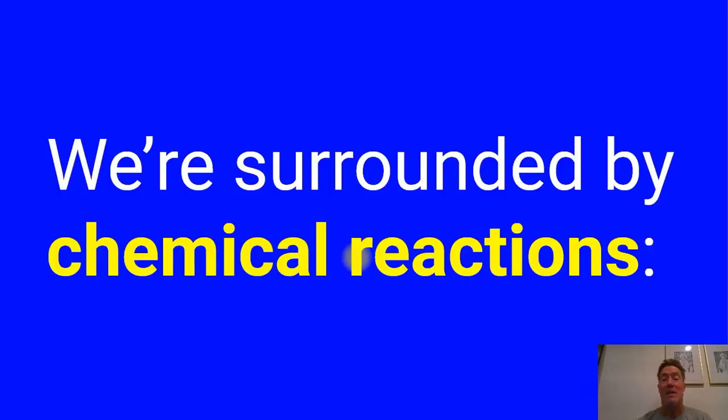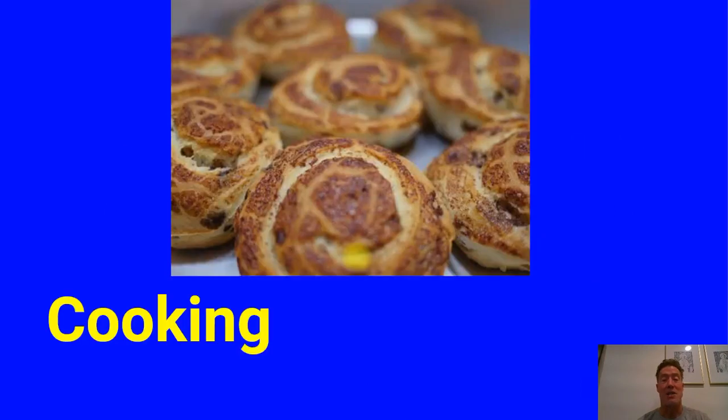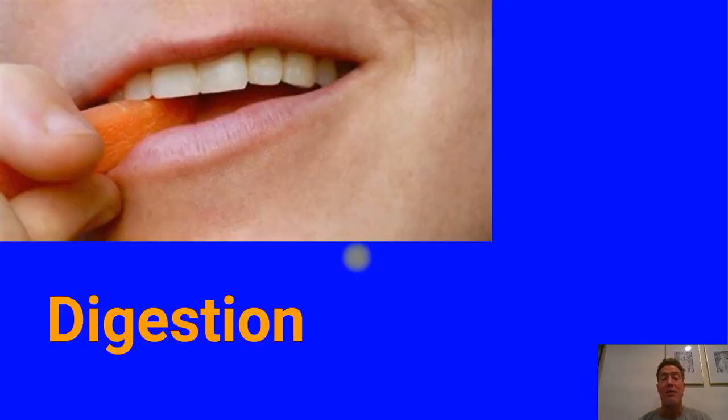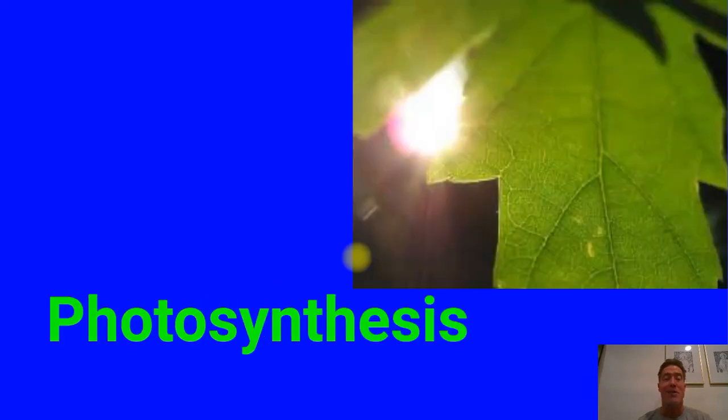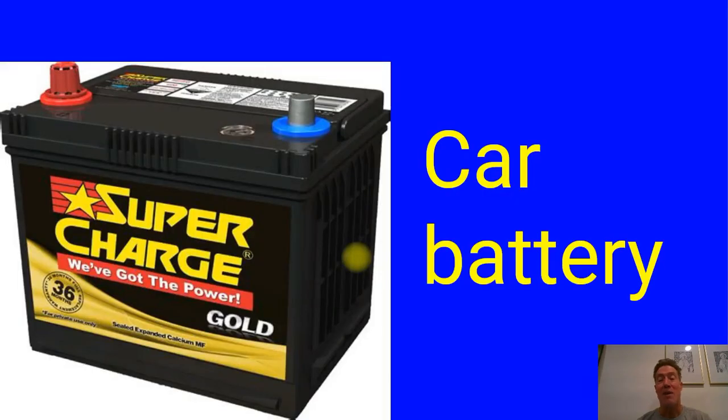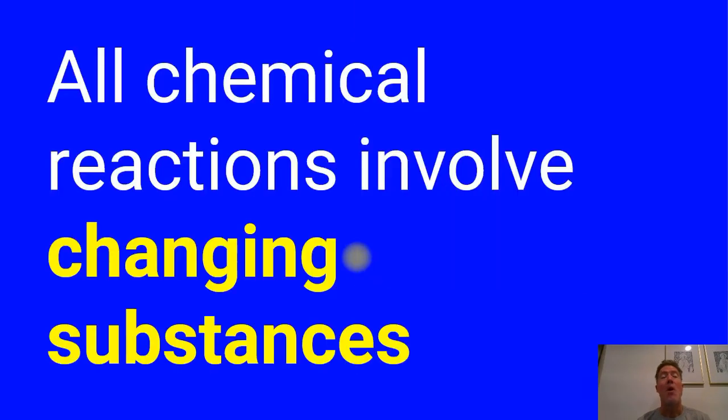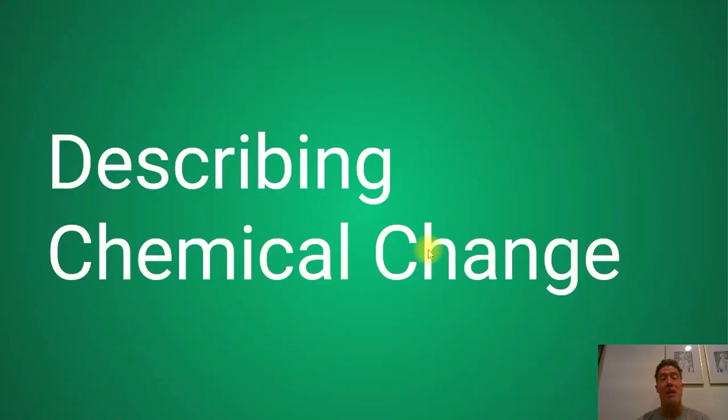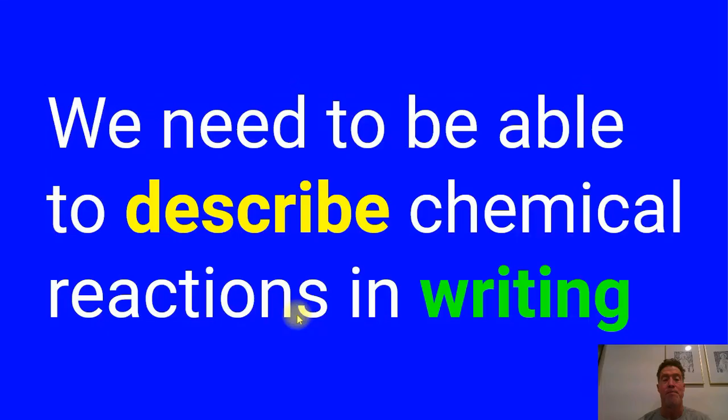We are surrounded by chemical reactions. Cooking is a chemical reaction. Digesting food that we cook, photosynthesis, car batteries, car combustion as cars burn gasoline, rust. All these chemical reactions involve a change of substance, one thing changing into another thing. So we're going to talk today about how we describe chemical changes.